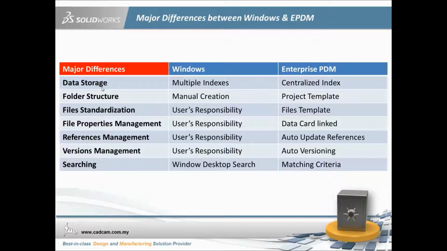For example, the files and forms required, you can preset them as file templates. The file properties can be linked by using the data card, and therefore the user just needs to key in once and all the information will be filled into your documents. The references of the 3D CADs can be auto updated whenever you move or rename them. For version management, the system will automatically help you with the revision control.